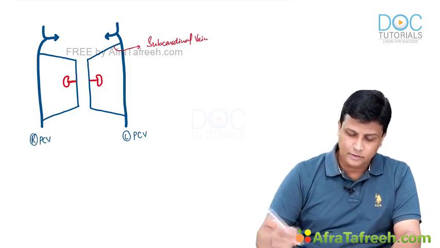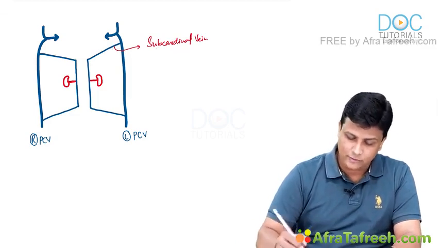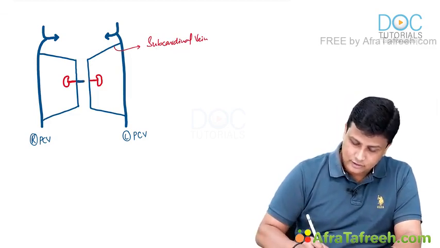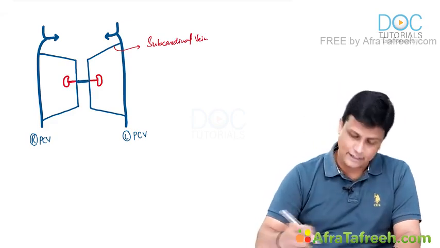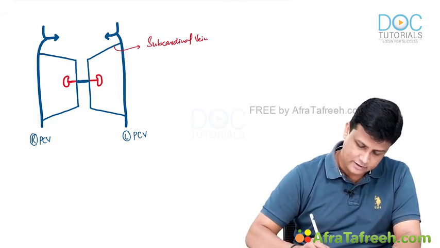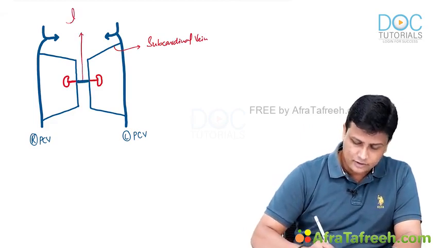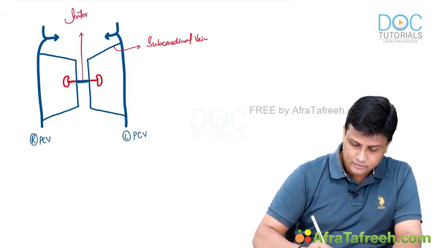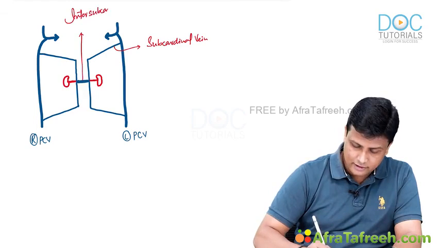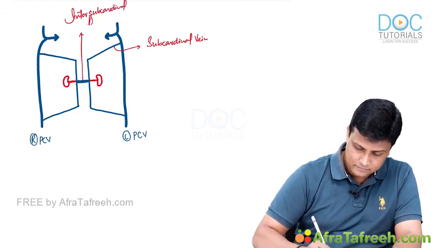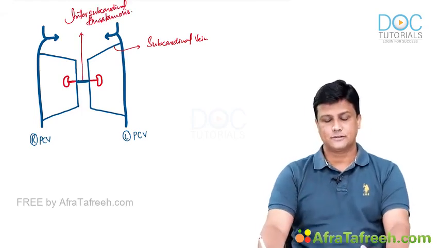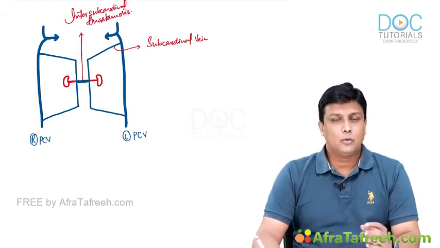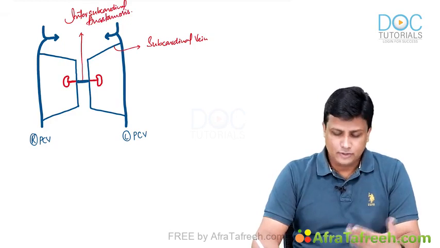And not only this, remember, between these two subcardinal veins there will be formation of an anastomosis over here, and this anastomosis is referred to as the intersubcardinal anastomosis. Makes sense? The name is very simple. So this one here will be the intersubcardinal anastomosis. Now apart from that, one more set of veins will be formed on the posterior abdominal wall.